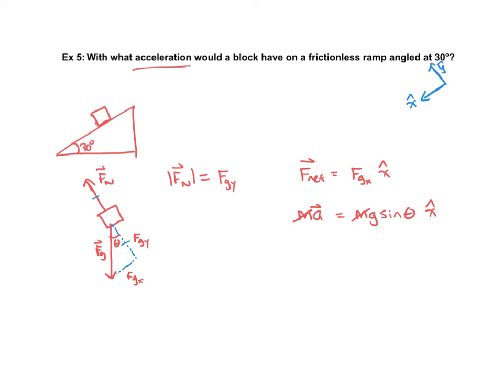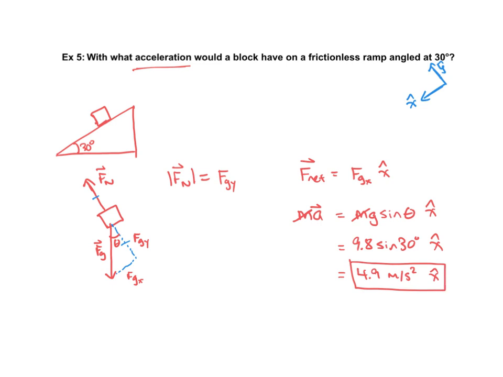So the acceleration is just going to equal g times sine theta. So that would be 9.8 times sine of 30 degrees. It'll be in the x direction. And 30 degrees is a special angle. Sine of 30 is equal to a half. So 9.8 times a half is 4.9 meters per second squared in the x direction. All right, so that is the acceleration on a frictionless ramp.